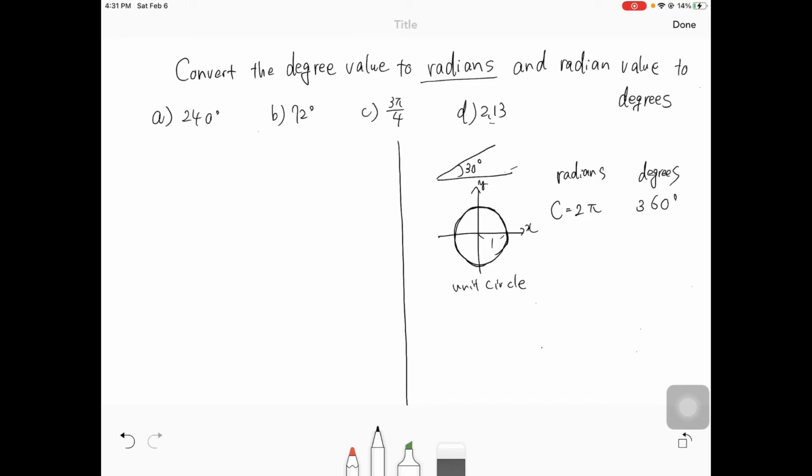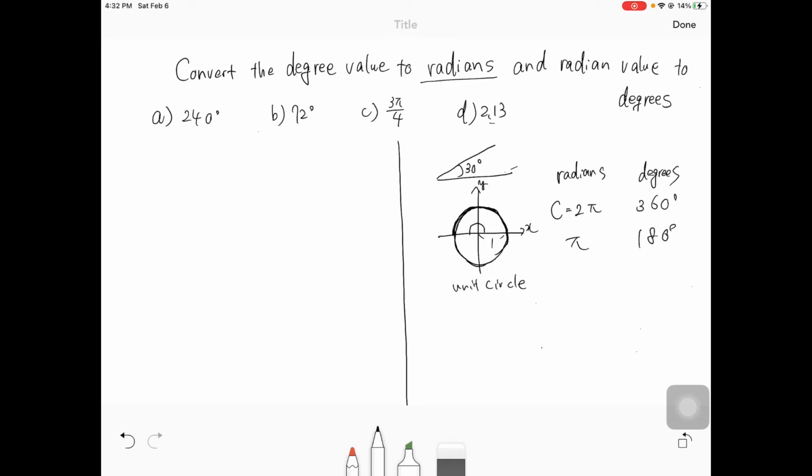So, for example, the length of half of the circle is pi because it's half of the circumference. And what is the degree to rotate from here to here? It's going to be 180. It's half of 360 degrees.